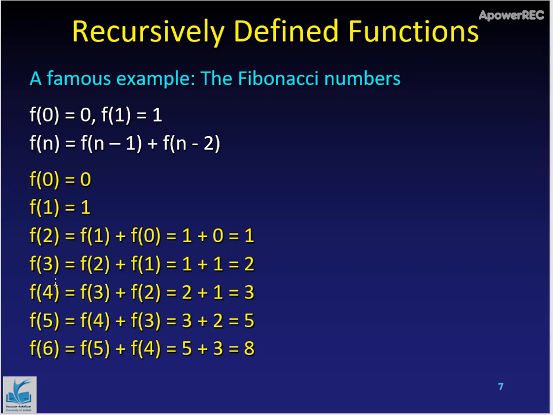Now to compute the next value, you need the previous two values, which are f of 1 and f of 2, and you add them up. They are 1 and 1, so they give you 2. To get the next value, you add the previous two, so 2 plus 1 will give you 3. To get the next value, you add 3 plus 2 and you get 5. To get the sixth value of the sequence at n equals 6, we add the previous two values at 5 and 4, which is 5 plus 3 equals 8.